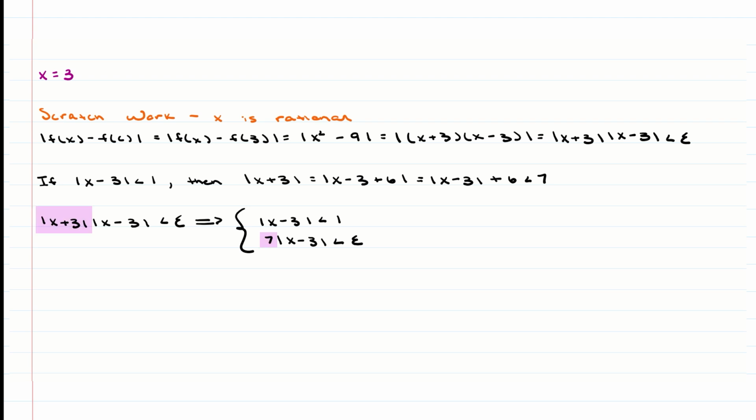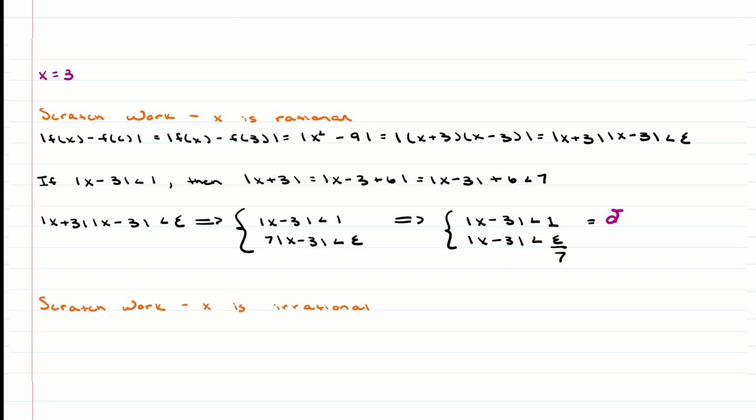So what we did was we replaced the absolute value of x plus 3 with 7. Now if this is the case, then the absolute value of x minus 3 is less than 1, and then the absolute value of x minus 3 is less than epsilon over 7. And this is what we're going to set our delta as. All right, so that was just the scratch work for the case that x is rational. Now we'll move on to doing the scratch work for the case that x is irrational.